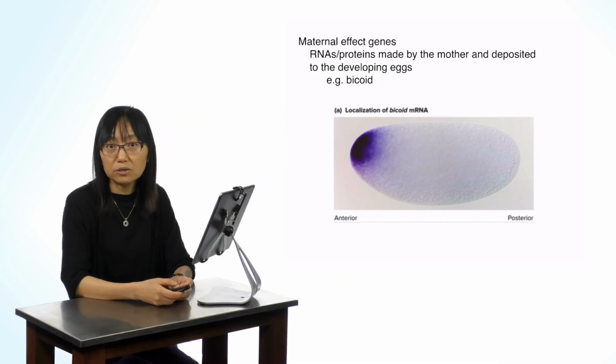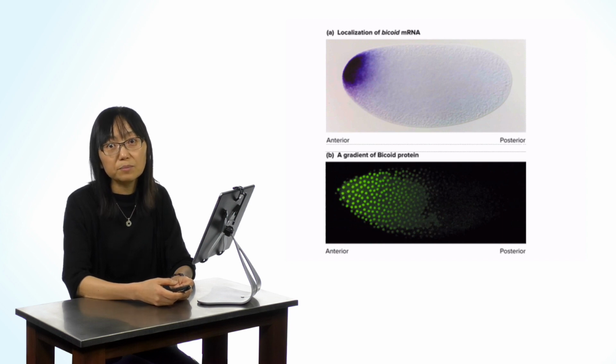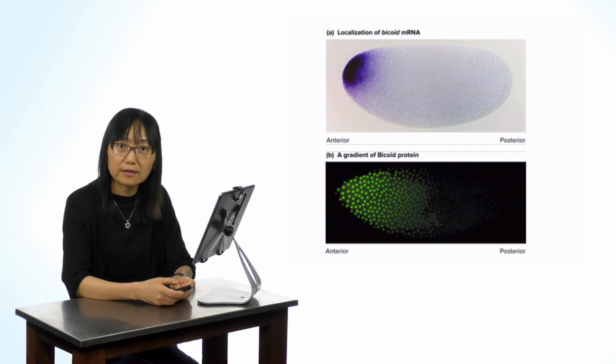Now we know that the female flies make bicoid messenger RNA and transport it into the anterior pole of a developing egg. After the eggs are laid and fertilized, the maternally deposited bicoid messenger RNA at the anterior pole is now translated into bicoid protein. The bicoid protein then forms a concentration gradient with the highest concentration at the anterior end and consequently pushes this region to become the head segment.